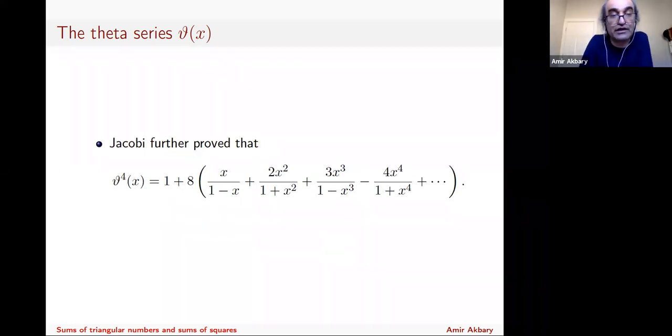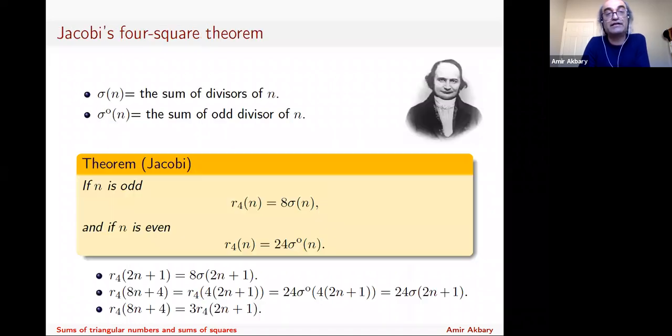Similarly, for theta to the power 4, he found this nice expression. And again, if we do the same thing, if you find the coefficient of x to the power n here, we get Jacobi's four-square theorem. So what is the four-square theorem? I have to introduce two functions. One is sigma(n), the sum of divisors of n, and the other one is sigma odd(n), the sum of odd divisors of n.